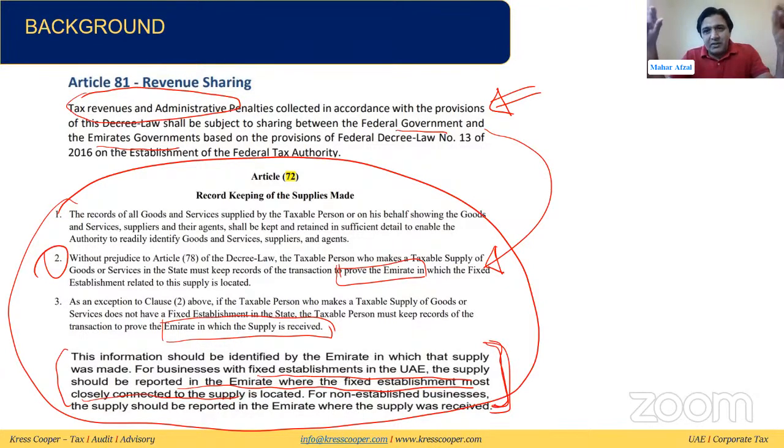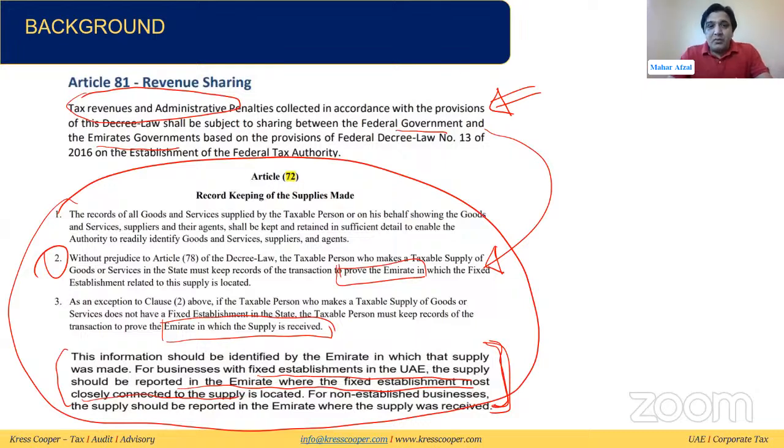Where there is a fixed establishment, supply should be reported in the Emirate of the fixed establishment very close to the place of supply. Where there is no fixed establishment, supply should be reported in the Emirate in which the supply is being received. This was the previous requirement of the law.